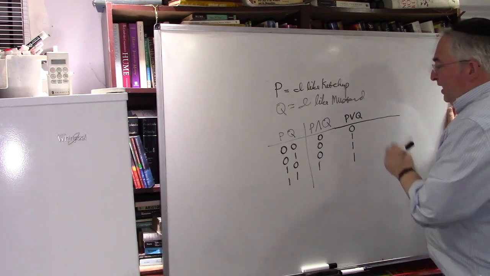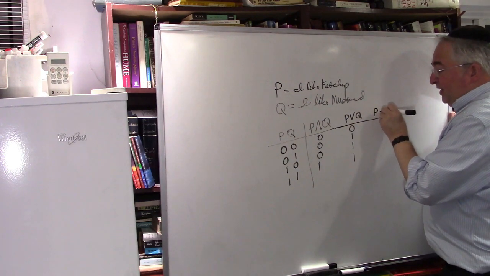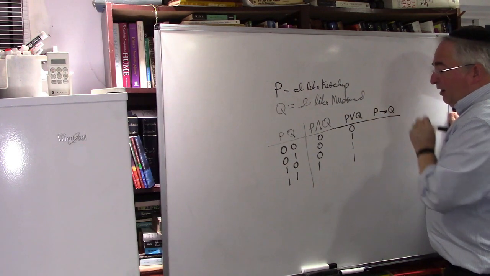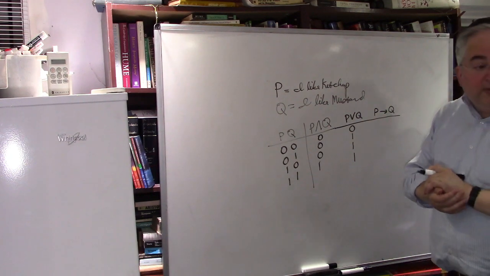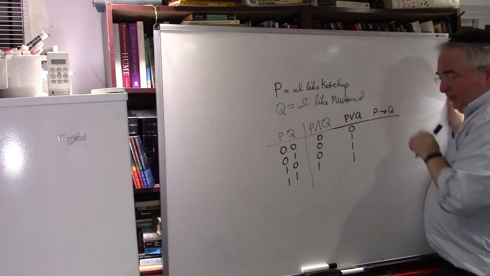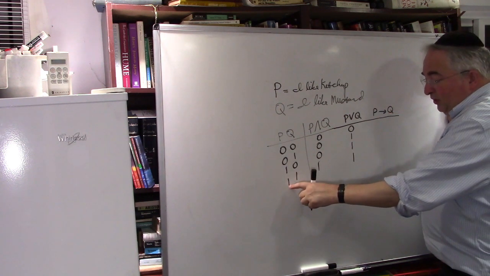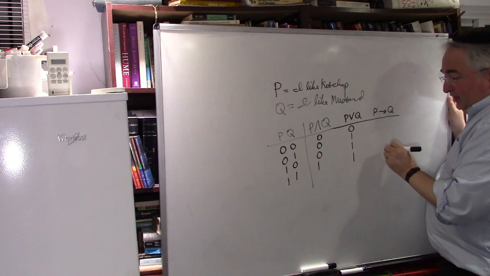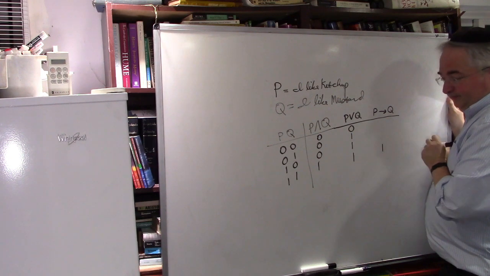Okay, great. Now let's do another operation. Let's say P implies Q. Now this is the hard one. This is the one that people don't like. Let's talk about it. If I tell you if you go more than 50 miles an hour, you'll get a ticket, and you go more than 50 miles an hour and you get a ticket, then what I said is true.